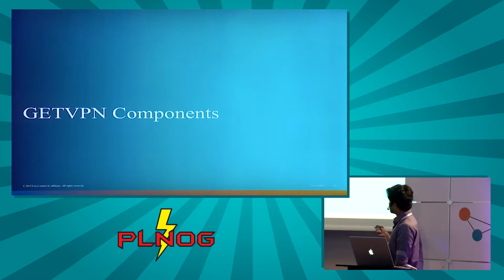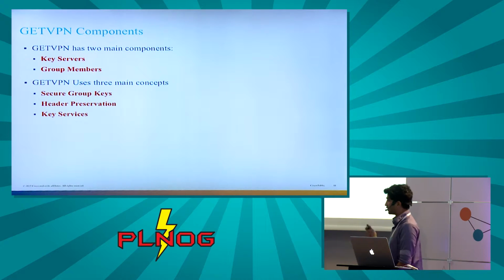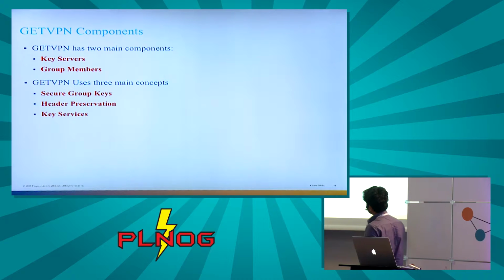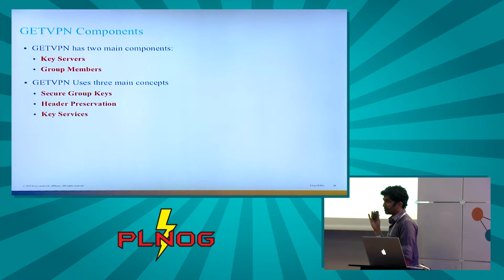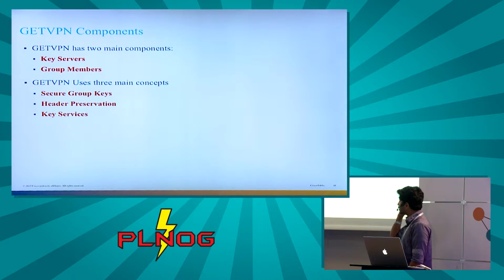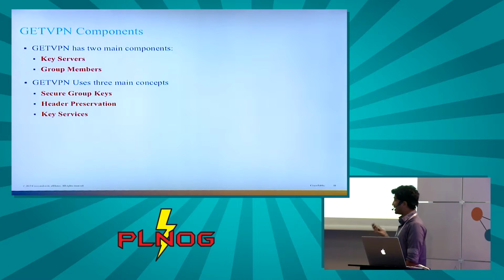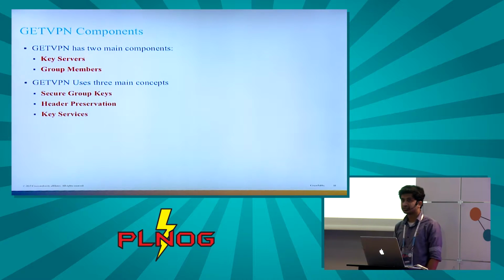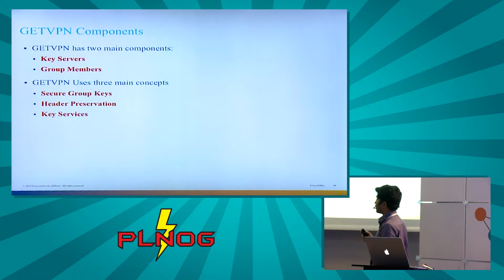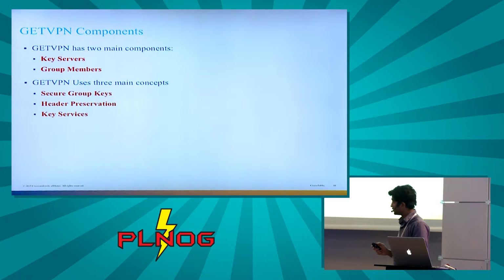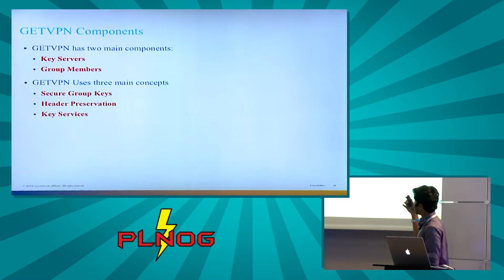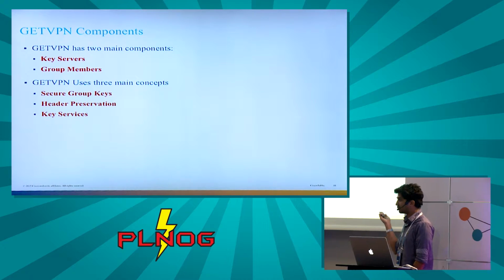We'll quickly cover the components, and then if we have any questions so far, we'll take that. So we have two components in GetVPN. First one is key servers. Key servers are the brains of the operation. They calculate the keys, and they program the group members. And then we have the group members, which get the keys from the key server.